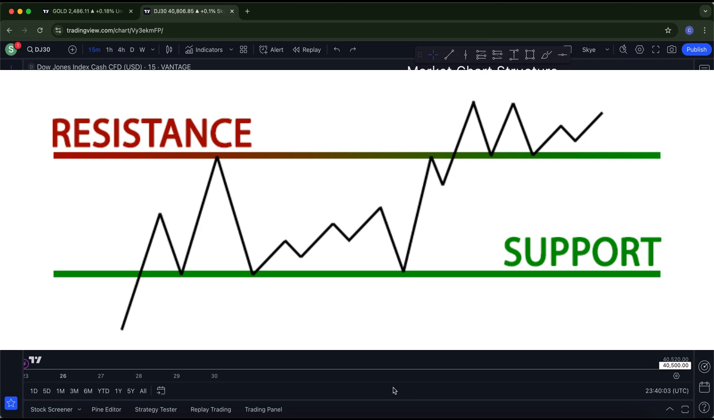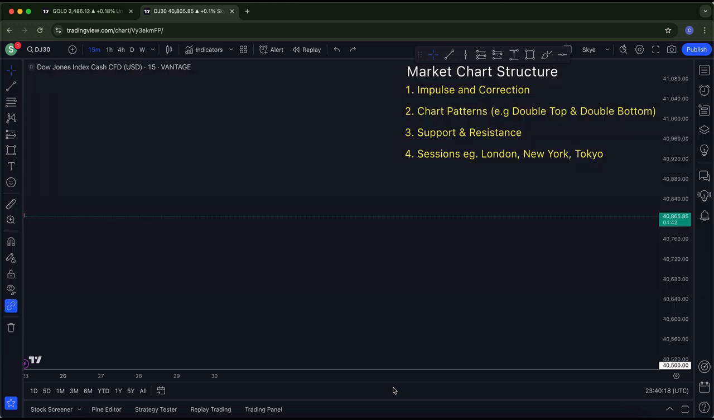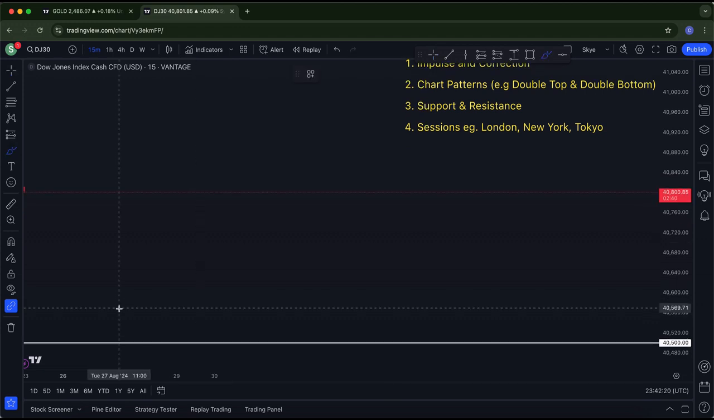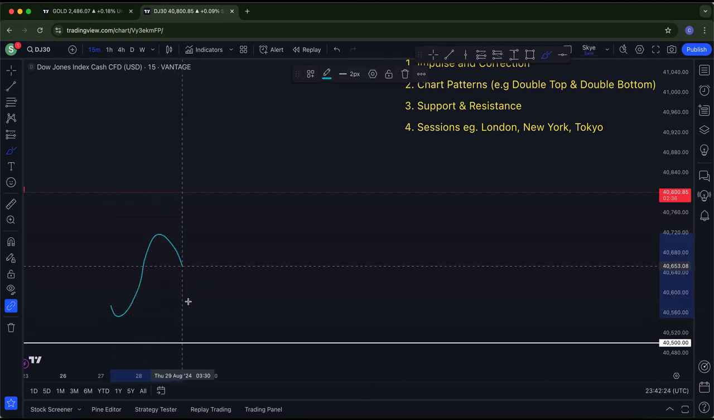Support and resistance are price levels where the market has historically struggled to move beyond. So support is a level where buyers are more likely to enter, while resistance is a level where sellers are more likely to enter. So in a live market, you may be seeing something like this.